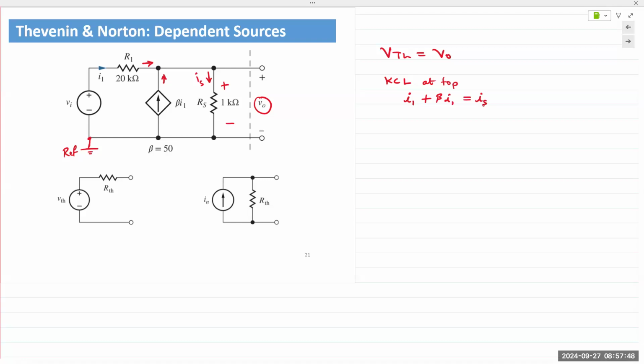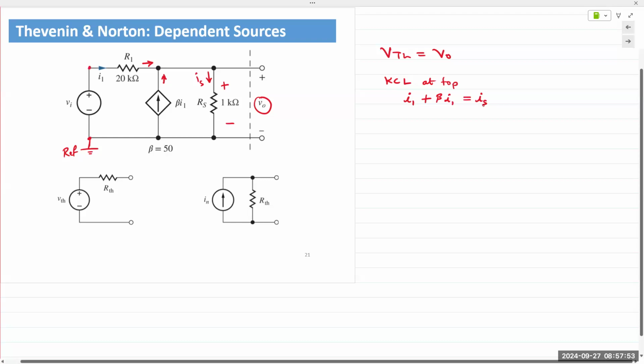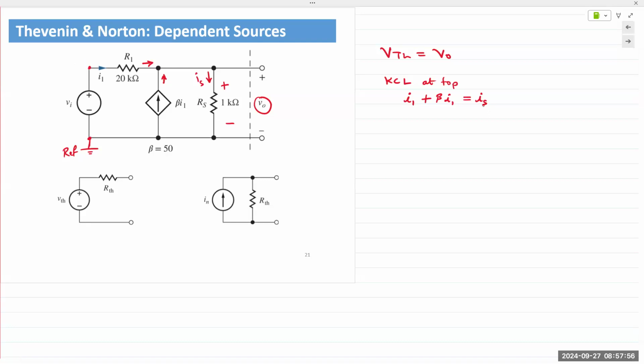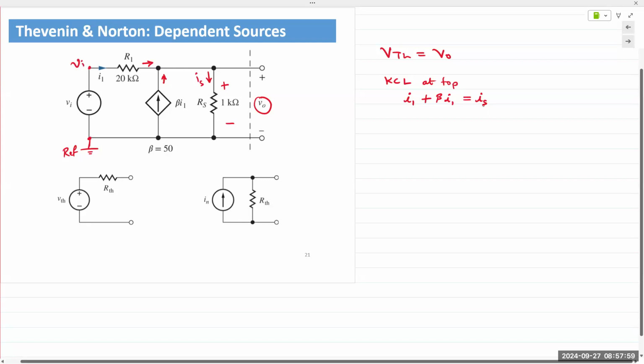So you represent each current in terms of the node voltages. And here the voltage is VI, and here it's VO. And so I1 is going to be VI minus VO divided by R1. And then IS would simply be VO minus 0 divided by RS.